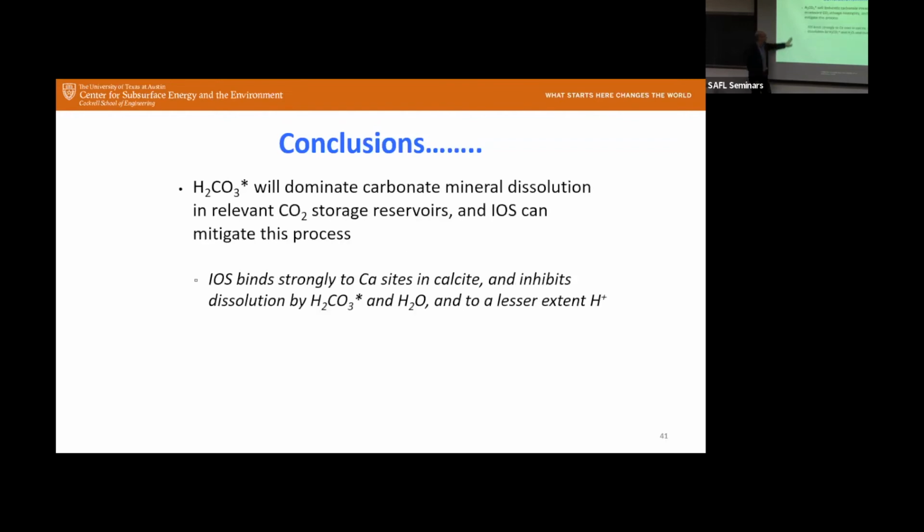And then last, we find that carbonic acid under these geochemical conditions is going to dominate carbonate mineral dissolution, and it's going to be relevant in all these reservoirs. If we need to slow this process down, or if we're concerned about reservoir integrity, one thing we can do is add an additive like IOS. We find that it binds strongly to these calcium sites and inhibits dissolution by carbonic acid and water, and to a lesser extent, protons.